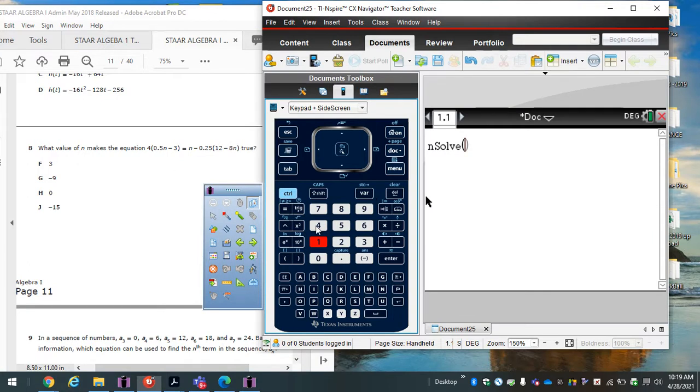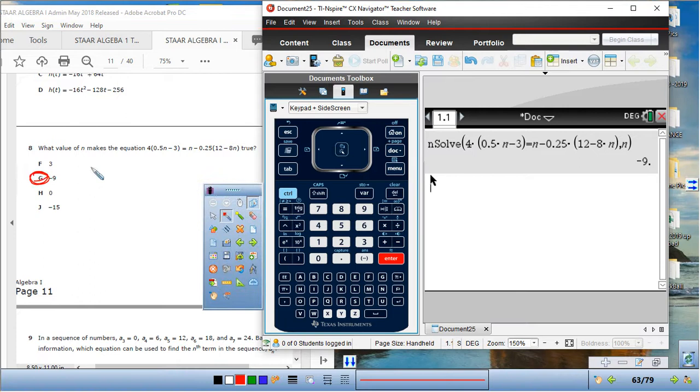And I'm going to type it exactly: 4 parentheses 0.5n minus 3 parentheses equals n minus 0.25 parentheses 12 minus 8n. All of it looks good. So outside of the parentheses, I need to put a comma. I was going to put a comma x, but comma n. And there it is. A joke, number 9.